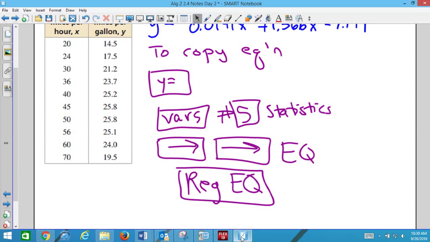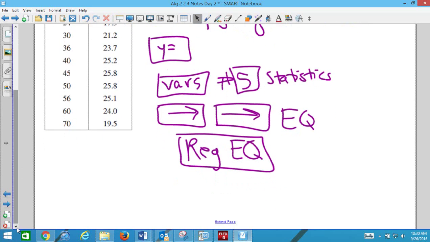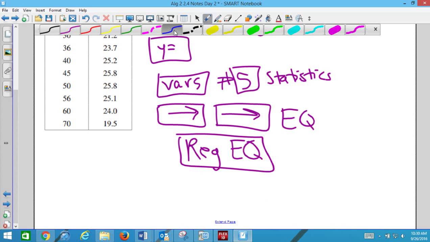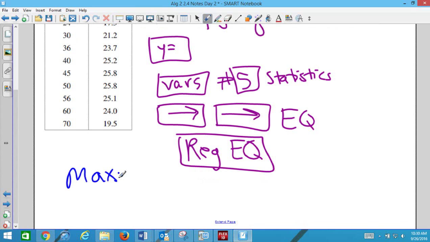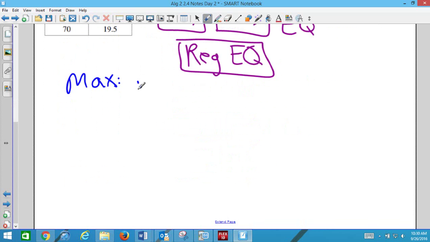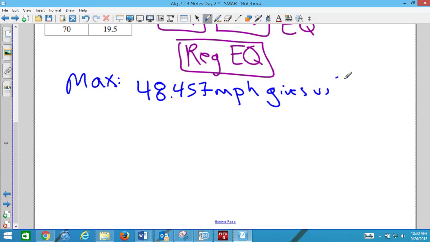So we would go back to our question and write down that for the maximum, it's about 48.457 miles per hour, which gives us 25.957 miles per gallon. So that would be the optimal.